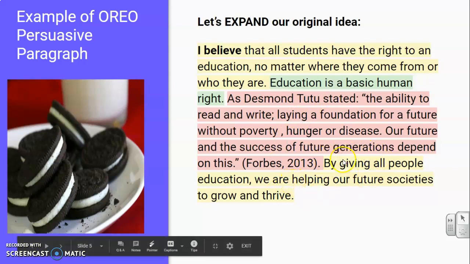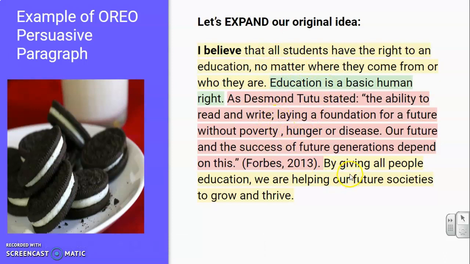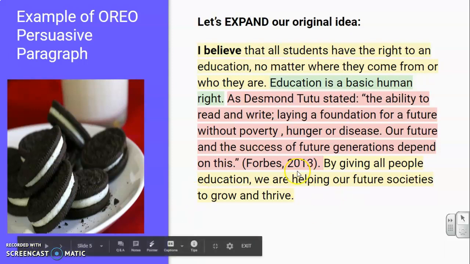Now, to end my paragraph, so I have 1, 2, 3, only 3 sentences so far. Fourth sentence will finish up our paragraph. So by giving all people education, we are helping our future societies to grow and thrive. Thrive, you guys, means to continue growing, to have a happy future. That's what thrive means. So I'm saying the same thing as my I believe statement up here, but I said it in different words to make it sound a little bit better and to give more of my opinion.